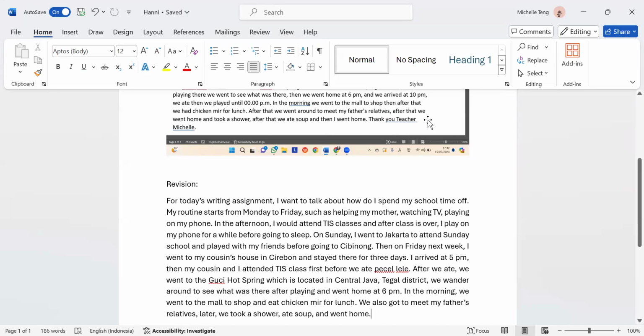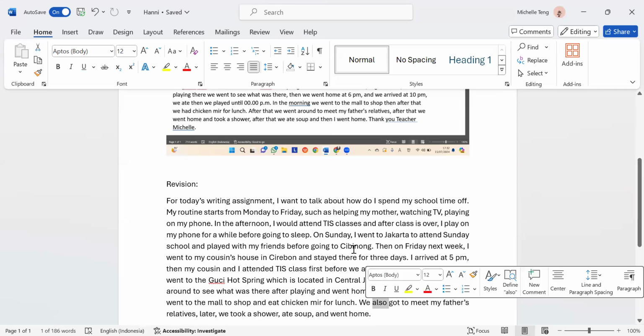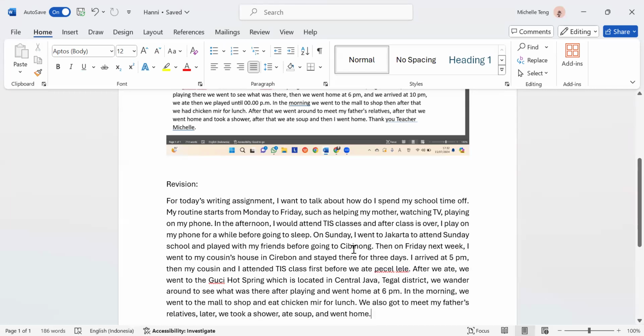So once again, this could be it. I changed that, instead of saying after that, I changed this to the word also. We also got to meet my father's relatives. So right here, the time chronology is not really specific, but it does help the reader to understand that you still met your father's relatives. We got to meet my father's relatives, and instead of saying after that, I add later right here. Then later, we took a shower, ate soup, and went home.